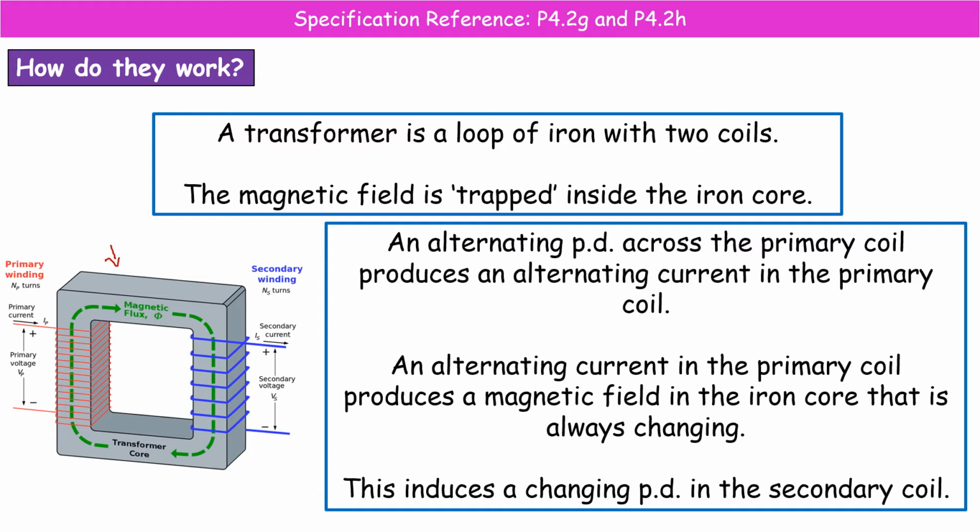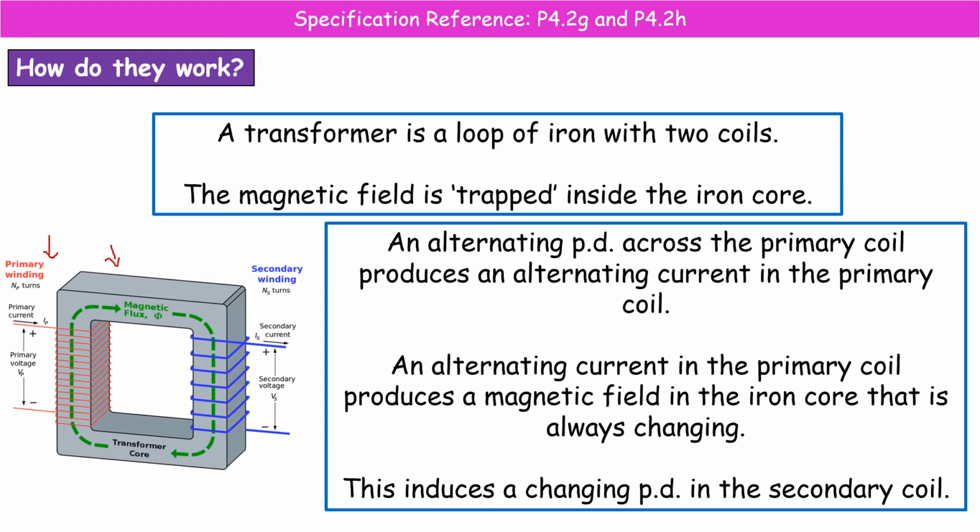What we're going to do then is we start off with our primary coil, which in this one is the red one on the left hand side there. So we have our primary coil, and an alternating potential difference across that primary coil produces an alternating current in it. So we have an alternating current in that red wire there. As a result, what we're going to do is produce a magnetic field in this iron core that is constantly changing. So as the current alternates between those two sides, then the magnetic field is going to switch.